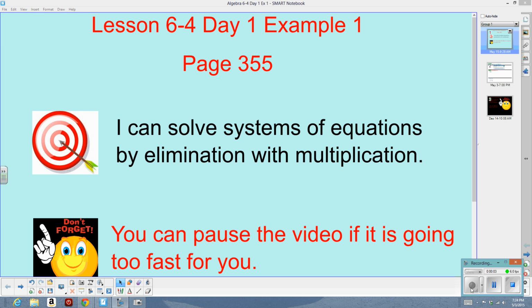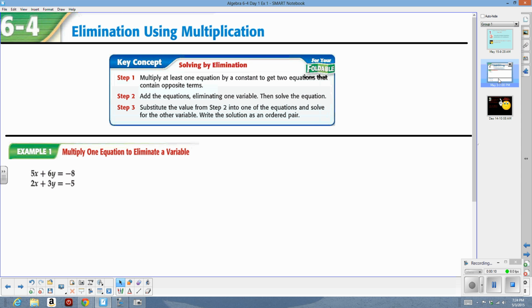In Lesson 6.4, Day 1, Example 1, you will solve systems of equations by elimination with multiplication. Step 1 is to multiply at least one equation by a constant to get two equations that contain opposite terms. Once you have opposite terms, you can add the equations together, which will eliminate one of the variables, and then you will solve it for the other variable. The last step is to substitute your answer from step 2 into one of the equations to solve for the other variable. Then you write your solution as an ordered pair.